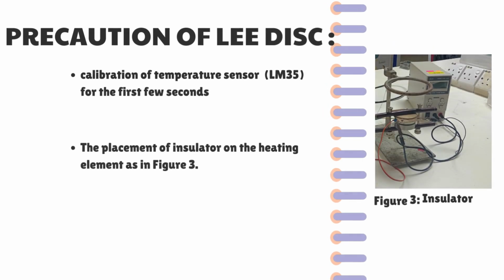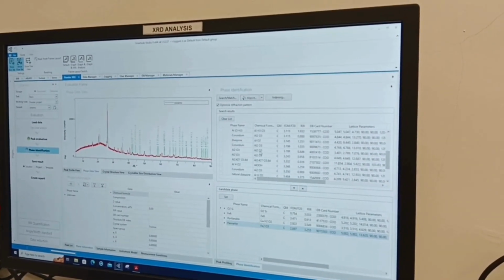Okay, now we're going to look at the precautions of the Lee's disc method that we did during the experiment. Calibration of the temperature sensor, which is the LM35, was done before the experiment was conducted. The calibration data was run and recorded for the first few seconds to check the usability of our LM35. Also, an insulator, which is wood, was placed on the heating element to minimize the energy loss in terms of heat.